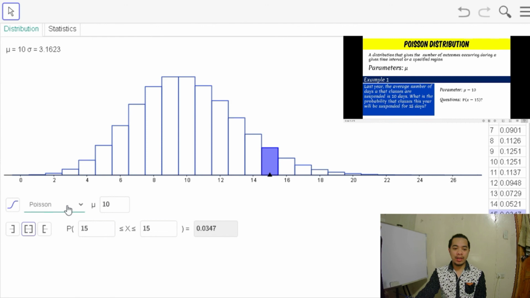Of course, there are lots of problems that can be answered using our different distributions. In fact, I only presented here applications of our four distributions, but we can explore more with the other distributions. So I guess I will end our presentation here.